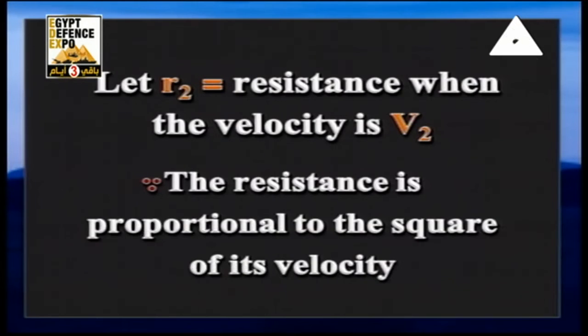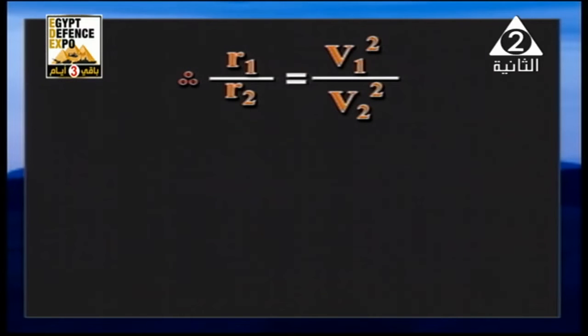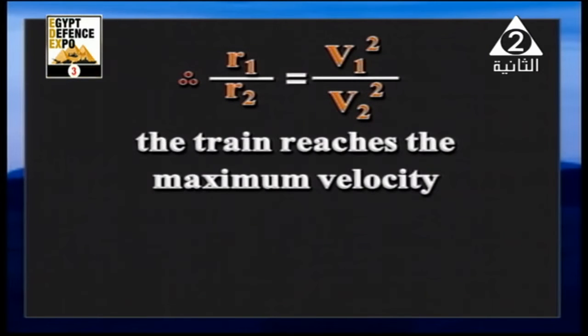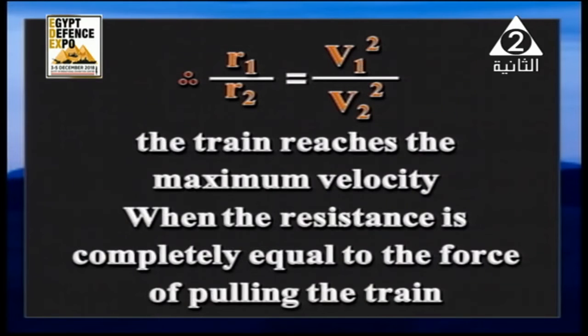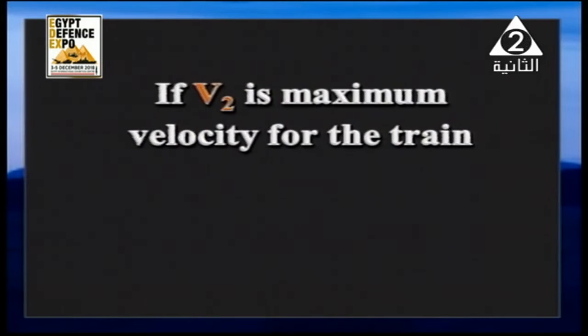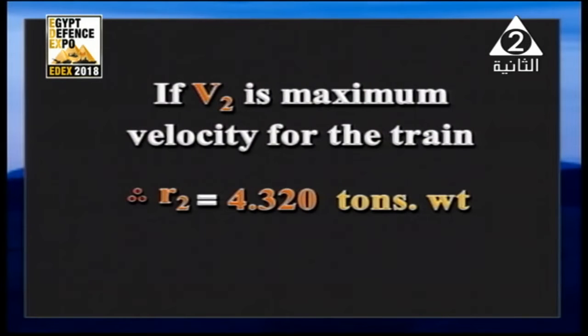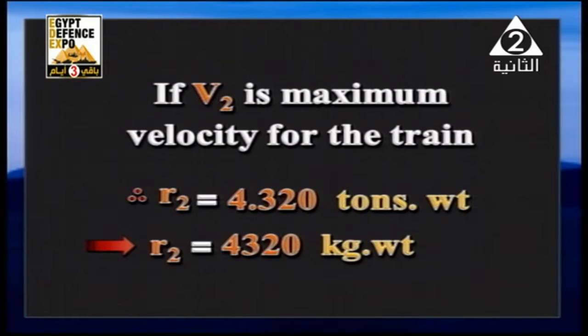The resistance is proportional to the square of the velocity. What is the rule? Excellent student. R1 over R2 equals V1 square over V2 square. Therefore, the train reaches the maximum velocity when the resistance is completely equal to the force of pulling the train. If V2 is the maximum velocity for the train, R2 equals 4.32 ton weight. Therefore, multiply by 1000 to convert to kilogram weight.